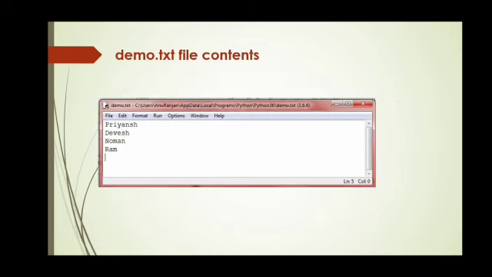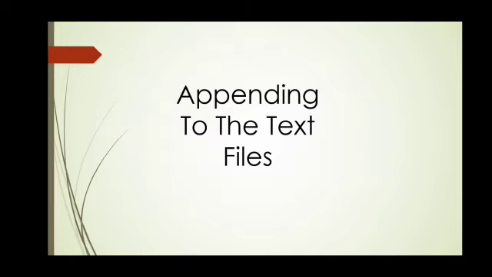And see, they are inserted in separate lines. So this was the effect of the write and writelines functions. But till now we have seen that whenever you run the program, the previous content of the text file was deleted. But if I want to retain the previous content, what should I do? Now we are going to see how we can append the data to the text file.